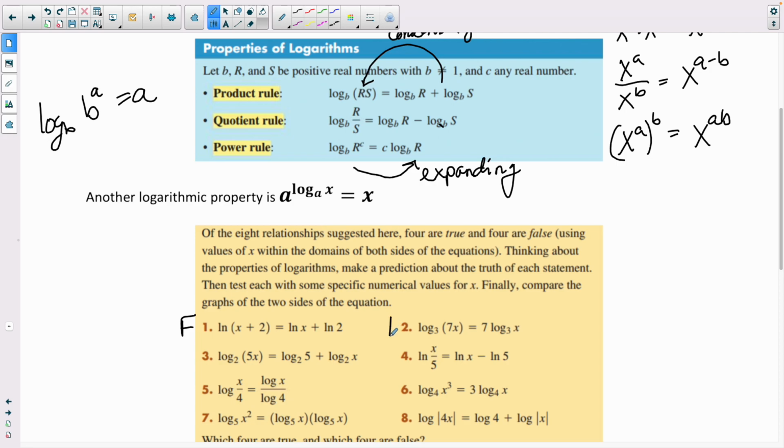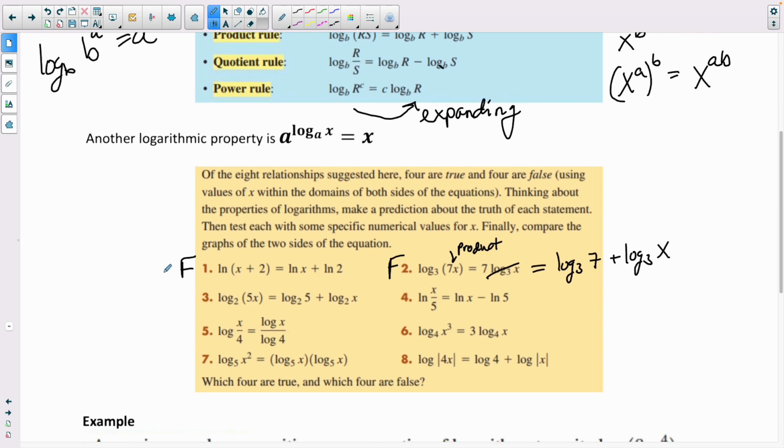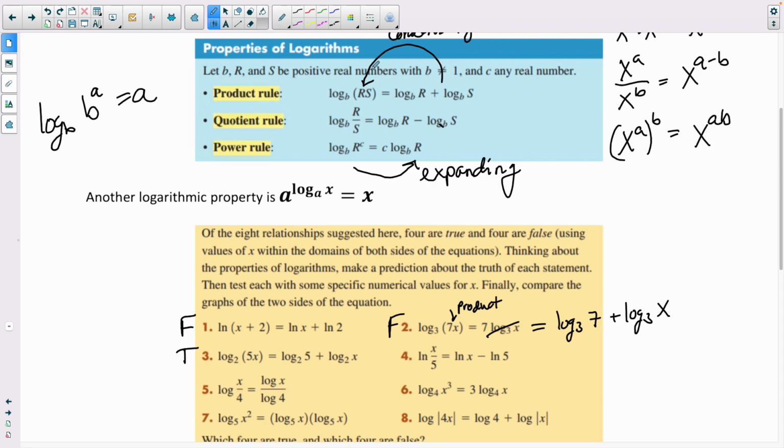This one is also false. This is a product, and our product rule tells us that we sum the two logarithms. So this would actually be equal to log base 3 of 7 plus log base 3 of x. Log base 2 of 5x is equal to log base 2 of 5 plus log base 2 of x. That is true. That is our product rule.